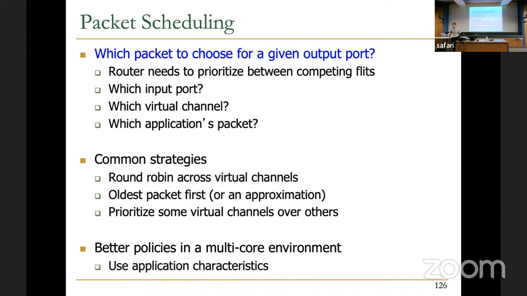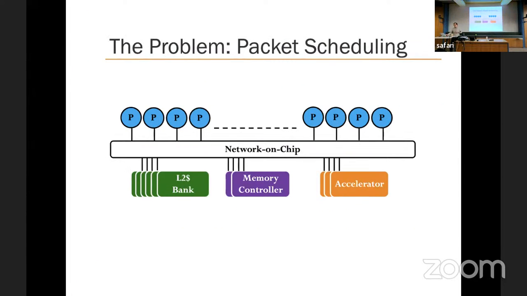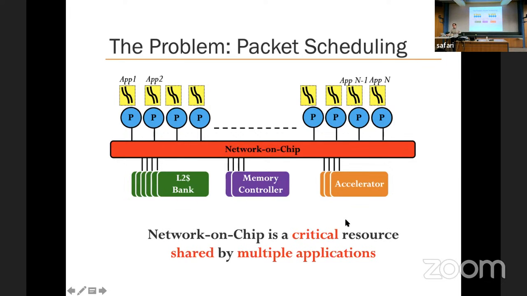So in a multi-core environment, actually, a better policy is to use application characteristics, as we will discuss. So this, again, goes back to thinking of the system as to accelerate the workloads, as opposed to thinking of the system so that you optimize some network level metrics. We really want to optimize for application and system level metrics. So I'm going to talk about a few ideas over here. So this is the packet scheduling, at least in the multi-core sense, right? You have a bunch of applications running on processors, and you have a network on chip that is enabling communication of those applications with the memory, as well as with each other, as well as with accelerators, for example. So essentially, it's a critical resource shared by multiple applications.